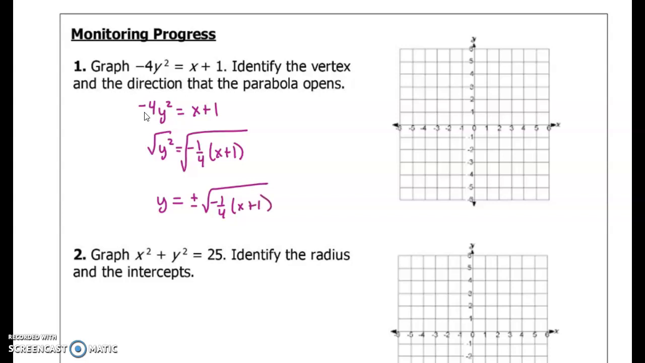What that does is, first of all, it lets me see that there is a horizontal translation left 1. That horizontal translation left 1 makes my vertex be at negative 1, 0. It also lets me see with the negative in front of the 1/4 that there is a reflection over the y-axis, which lets me know that it opens left. And then I can go ahead and use a table and plug in other points, such as negative 5, to find out that at negative 5 it's at 1, negative 1. That gives me enough to draw in my parabola.